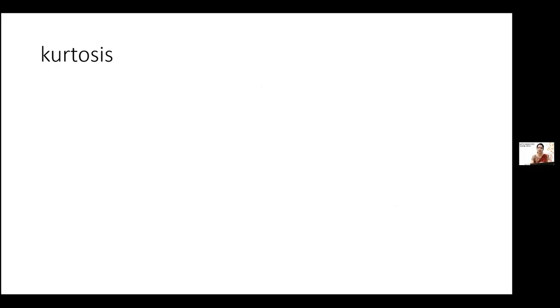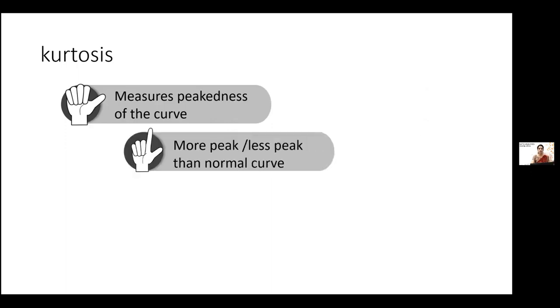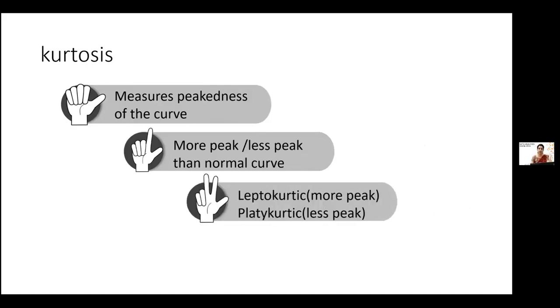And then about the kurtosis. Kurtosis basically measures the peakedness of the graph. Peakedness means the height of the graph. So if there is more peak or less peak than the normal distribution, it is known as not normally distributed. It can be leptokurtic when it has more peak. It can be platykurtic when it has less peak.